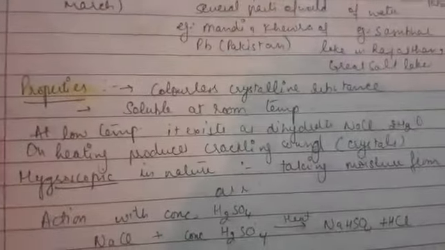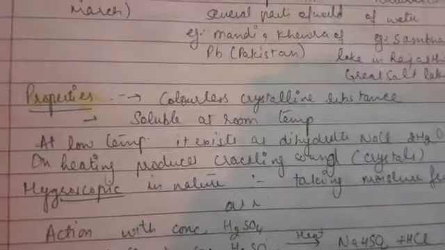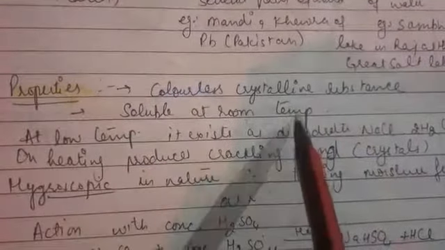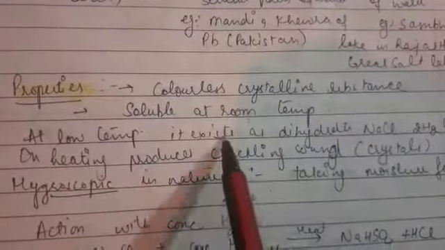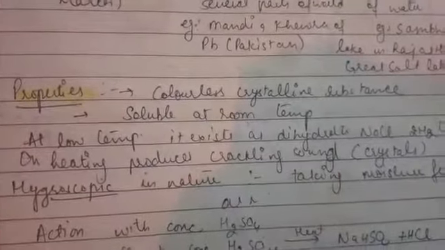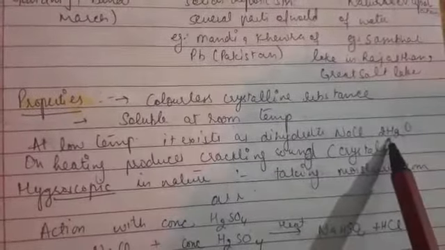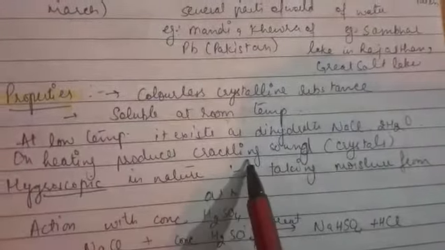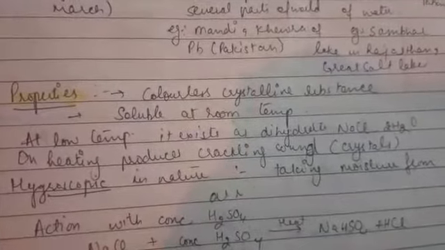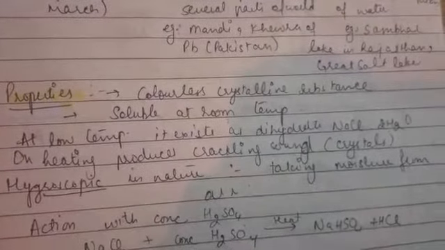Now the properties. The first property: they are colorless crystalline substances. They are soluble at room temperature. At low temperature it exists as the dihydrate form, NaCl with 2 molecules of water, and on heating it produces a cracking sound. They form crystals. They are hygroscopic in nature.